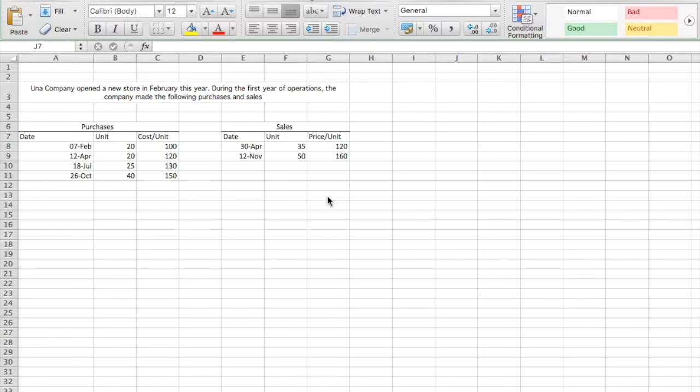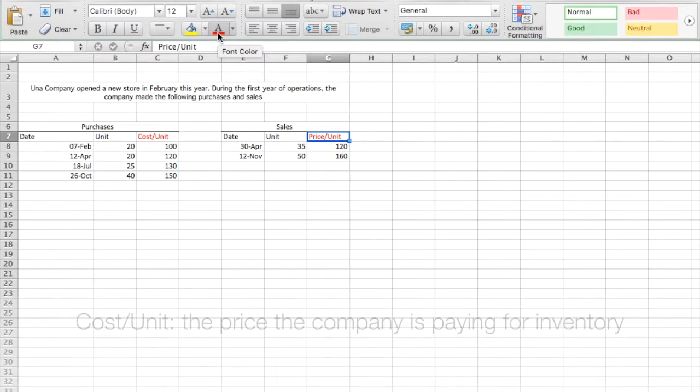Now that we have a background on the method that we will be using, let's take a look at the question. Una Company opened a new store in February this year. During the first year of operations, the company made the following purchases and sales. When looking at the table of data given, we can see under the purchase transactions that it says cost per unit. This is different than price per unit that is under the sales transactions.